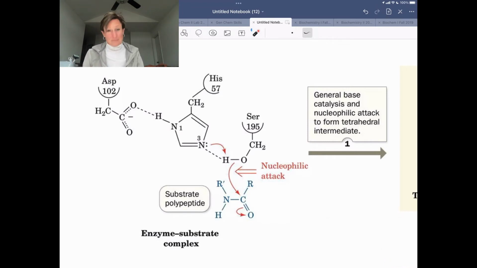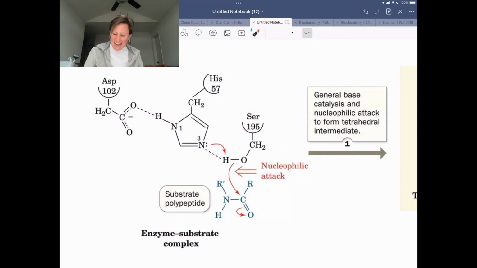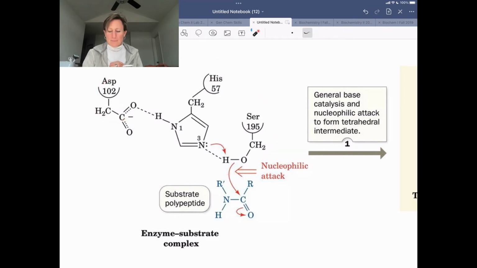This amino acid's reactivity is enhanced by histidine 57 acting as a general base catalyst. Its basicity is enhanced by aspartic acid 102 acting via electrostatic catalysis. And these represent the catalytic triad. We're going to see this on the next slide, but I want to give you a highlight for it because it's not all written in here.